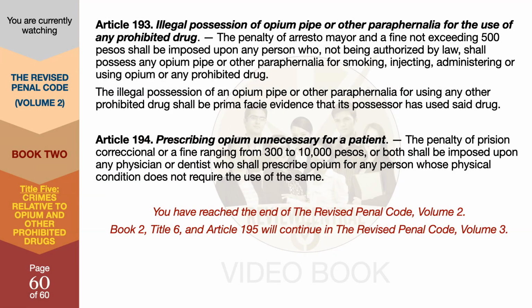Article 193. Illegal possession of opium pipe or other paraphernalia for the use of any prohibited drug. The penalty of arresto mayor and a fine not exceeding 500 pesos shall be imposed upon any person who, not being authorized by law, shall possess any opium pipe or other paraphernalia for smoking, injecting, administering or using opium or any prohibited drug. The illegal possession of an opium pipe or other paraphernalia for using any other prohibited drug shall be prima facie evidence that its possessor has used said drug.